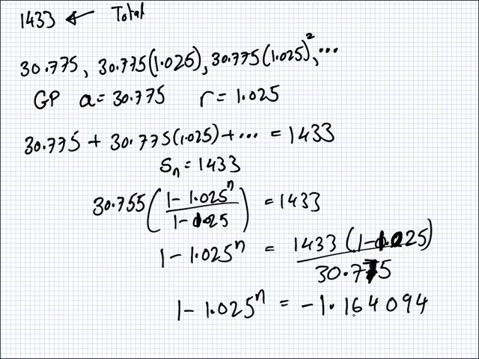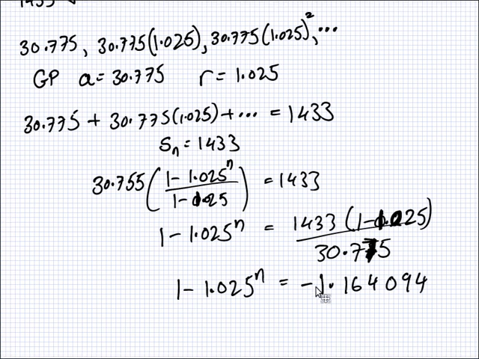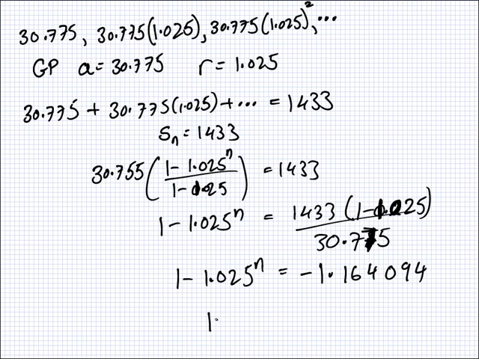Okay, that's enough. We'll just go 164,094, okay? So then we get 1.025^n equals 2.1641. We'll just round it off like that.